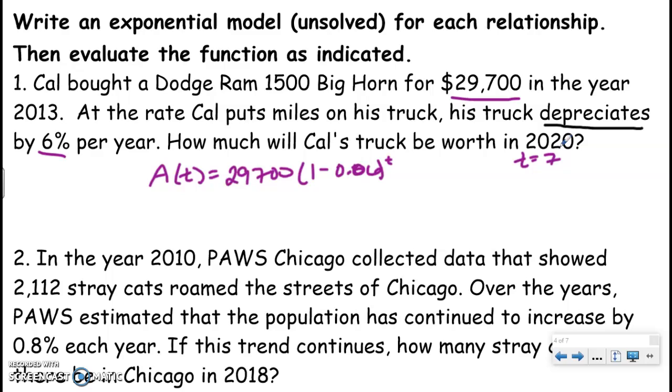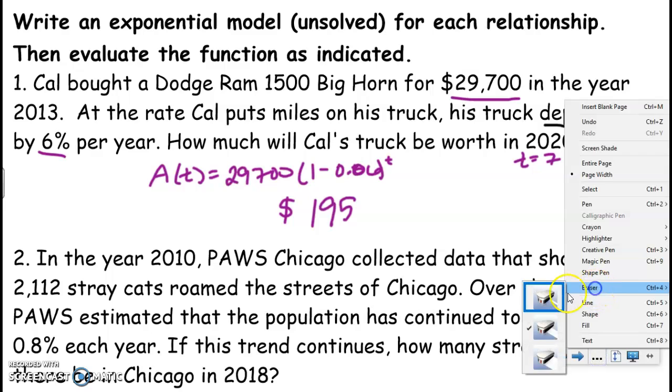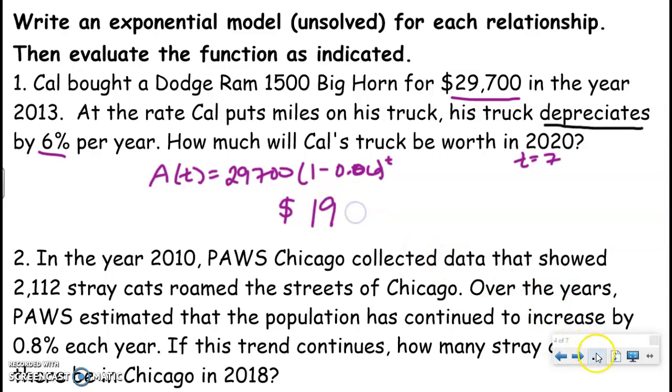Type all of that in your calculator. So 29,700 times 1 minus 0.06 in your parentheses to the 7th power, and you get about $19,259.78. Okay. Next one.